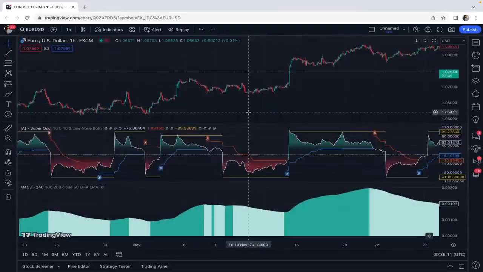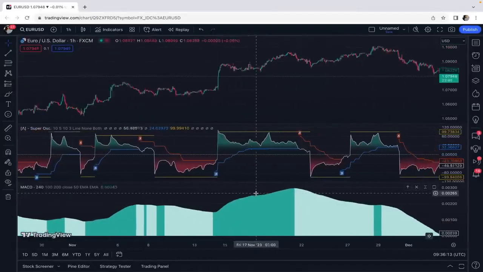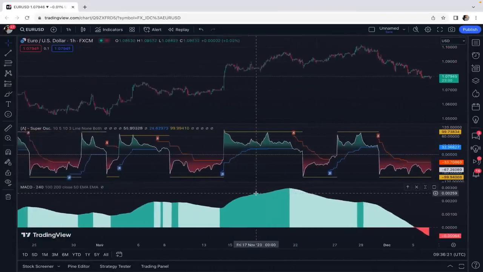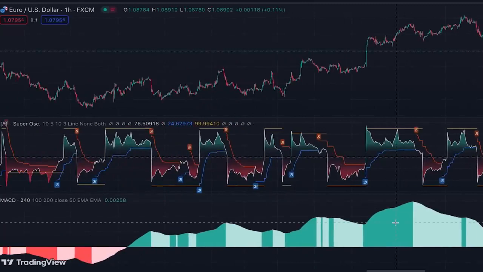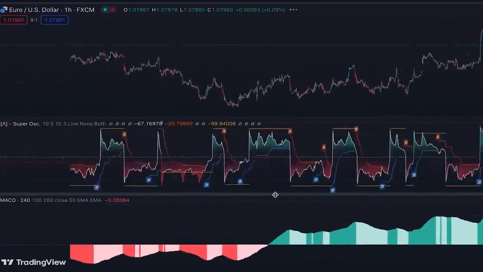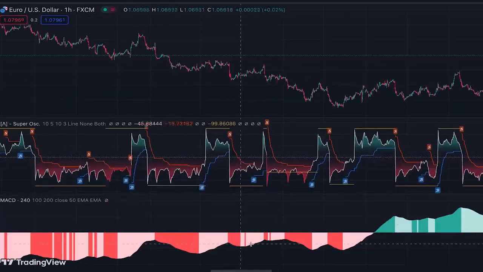Alright, this MACD with the special settings that we made shows us the overall trend of the market on higher time frame. When it's green, the overall trend of the market is up, and when it's red, the overall trend of the market is down.